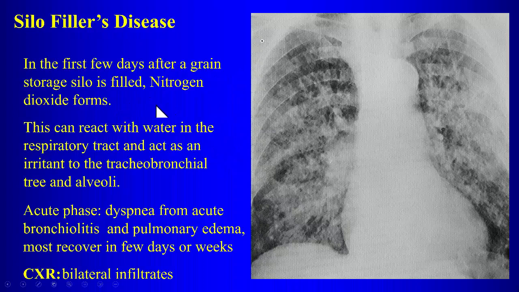Nitrogen dioxide forms within the silo. It can be inhaled, and when it's inhaled into the lungs, it converts to nitric acid, and that causes the lung damage associated with Silo-filler's disease. It is a common test question, actually, to try to confuse you between Silo-filler's disease and farmer's lung. So you have to make that distinction.